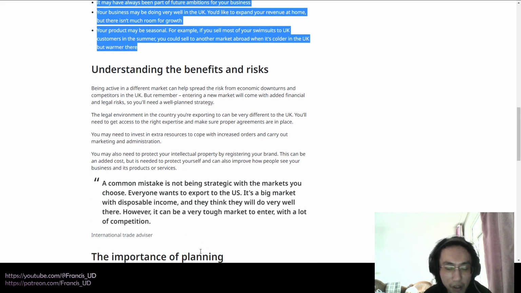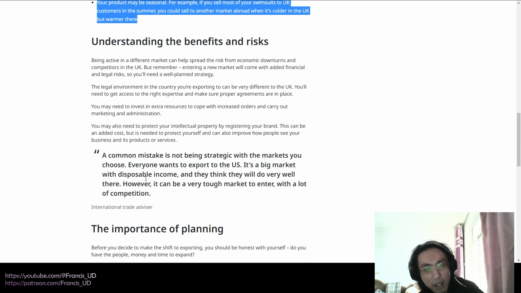Understanding the benefits and risks. Being active in a different market can help spread the risk from economic downturns and competitors in the UK. But remember, entering a new market will come with added financial and legal risks, so you will need a well-planned strategy. The legal environment in the country you are exporting to can be very different to the UK. You need to get access to the right expertise and make sure proper arrangements are in place. You may need to invest in extra resources to cope with increased orders and carry out marketing and administration.